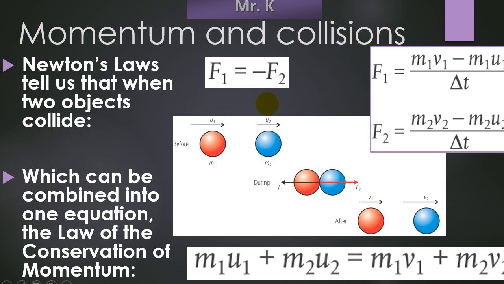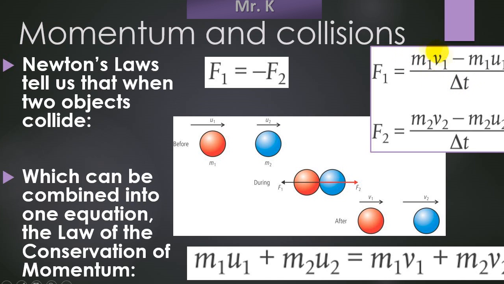Using two of Newton's laws of motion, number 3, which says, during a collision, the forces acting on each ball are equal and opposite. So we can say this equation, F1 equals negative F2. And then because of Newton's second law of motion, we can say that the force is equal to the change in momentum divided by the change in time.